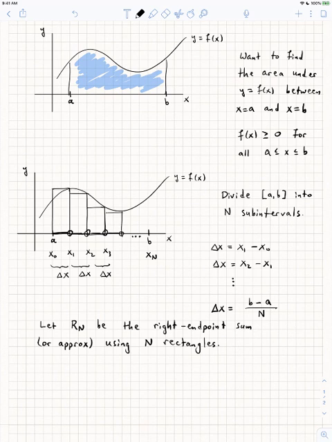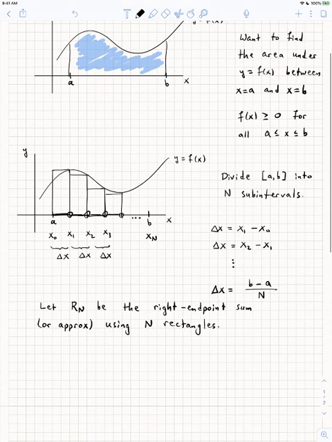And in the end, I'll have n rectangles. So R sub n is the sum of all of the areas of these rectangles. Now, all of these rectangles are the same width, which is delta x. So width delta x times the height. Now, what is the height of the first rectangle? Well, it's determined by the distance between the x-axis and the curve. But that's exactly the y value. And what is y? Y is equal to f of x.